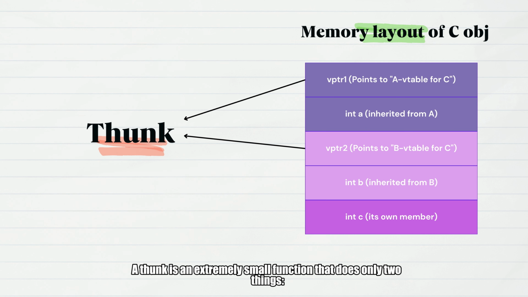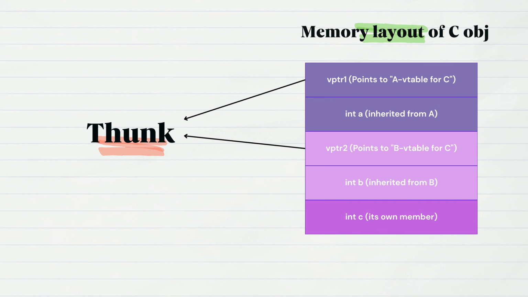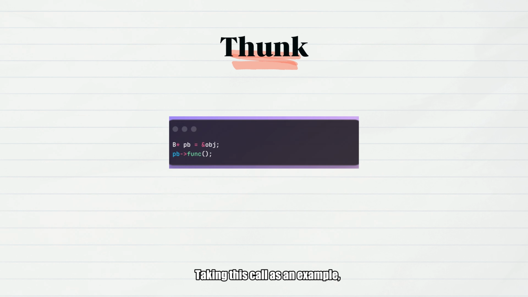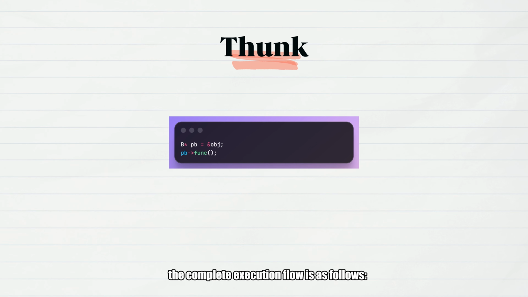A thunk is an extremely small function that does only two things. First, adjusts the this pointer to correct it to the start address of the current subobject. Second, jumps to the actual function implementation. Taking this call as an example, the complete execution flow is as follows.